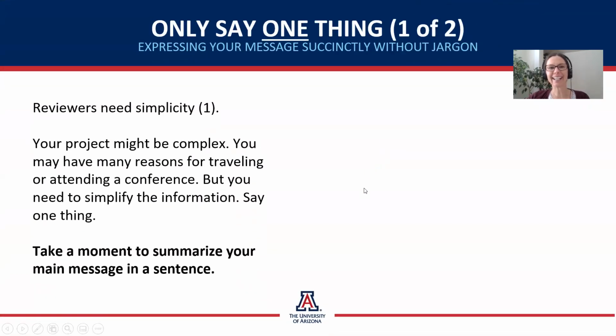And then the second thing is that you need to say one thing. Reviewers really need simplicity, and you might have a complex project, or you might have several reasons for traveling to a conference, but you still need to simplify the information and summarize it into one thing. So I want you to take a moment to summarize your main message in a sentence.